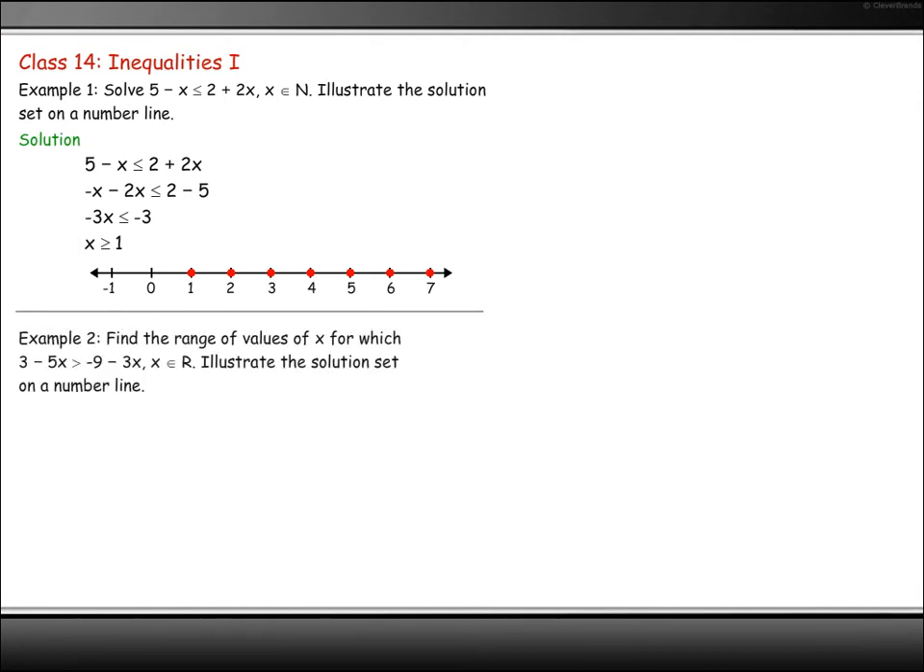Example 2. Find the range of values of x for which 3 minus 5x is greater than -9 minus 3x, for x an element of R. Illustrate the solution set on a number line. Move the x's to the left and the numbers to the right.